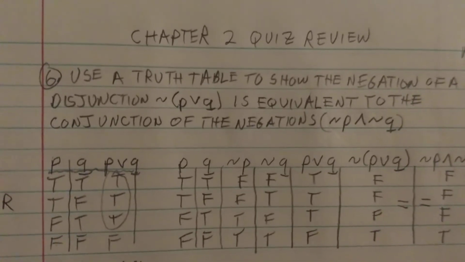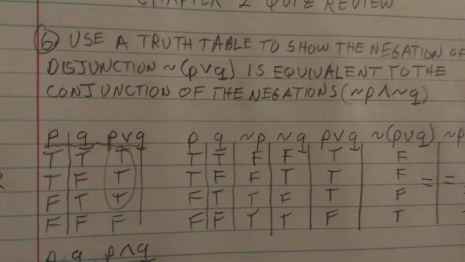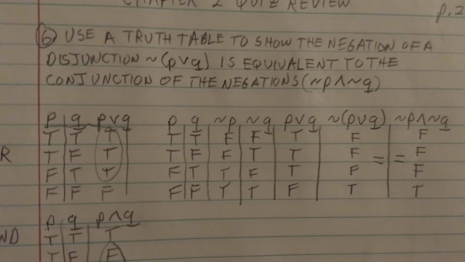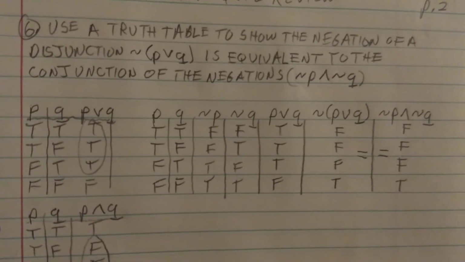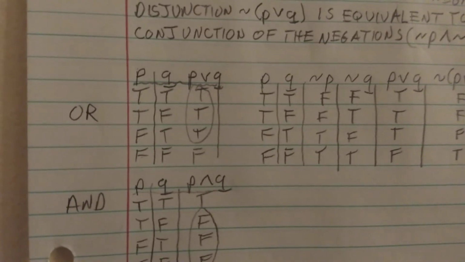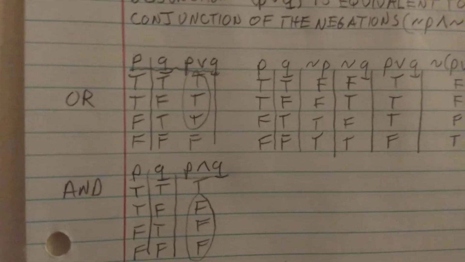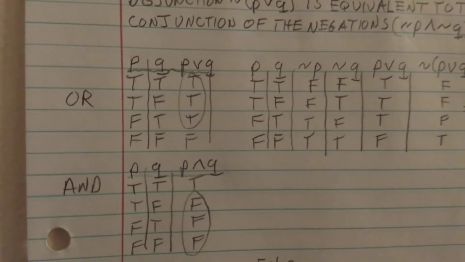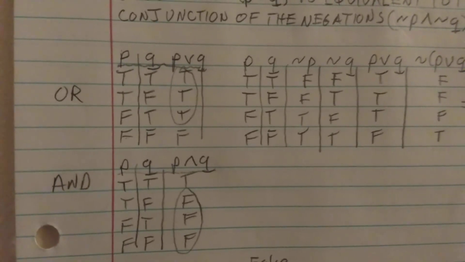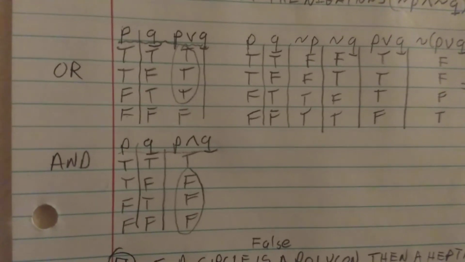Now for 6, it says use the truth table to show the negation of a disjunction, which is not (P or Q), is equivalent to the conjunction of the negations, which is not P and not Q. So first of all, we're just going to review the truth table for OR. If we have for P and Q, true true, true false, false true, false false, then if one of P or Q is true, then it's true for an OR. So the first 3 on the top circled are true, and an OR is only false if both are false.